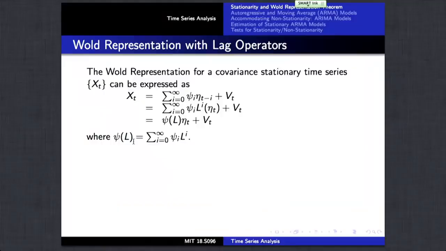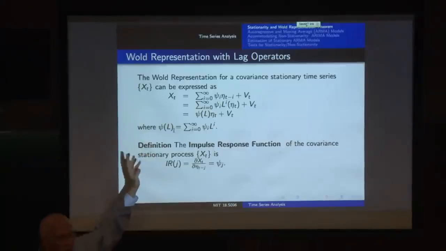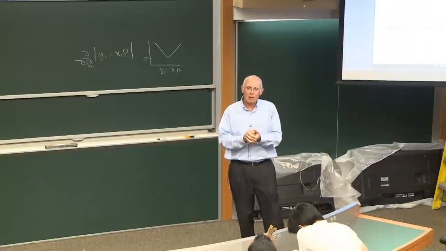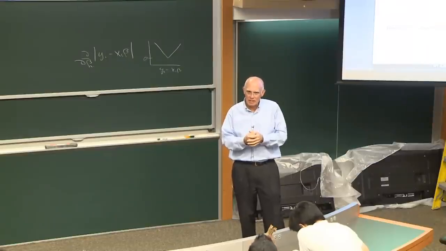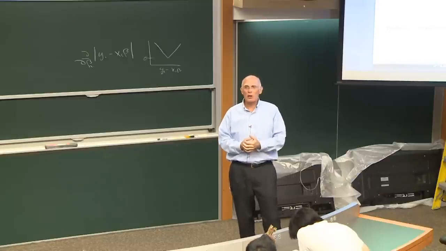Okay. Now, relating to this, let me introduce, because this will come up somewhat later, the impulse response function of the covariant stationary process. If we have a stochastic process xt, which is given by this Wold representation, then you can ask yourself, what happens to the innovation at time t, which is eta t? How does that affect the process over time?